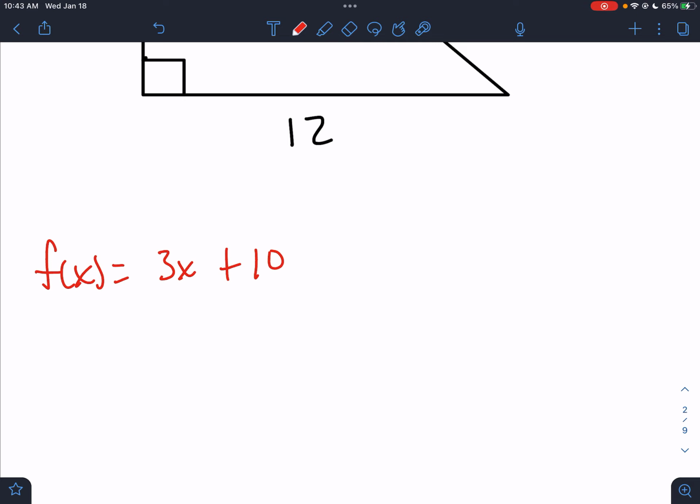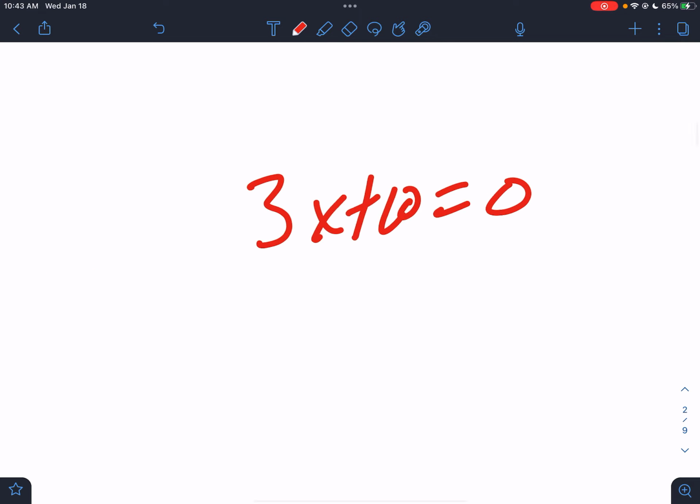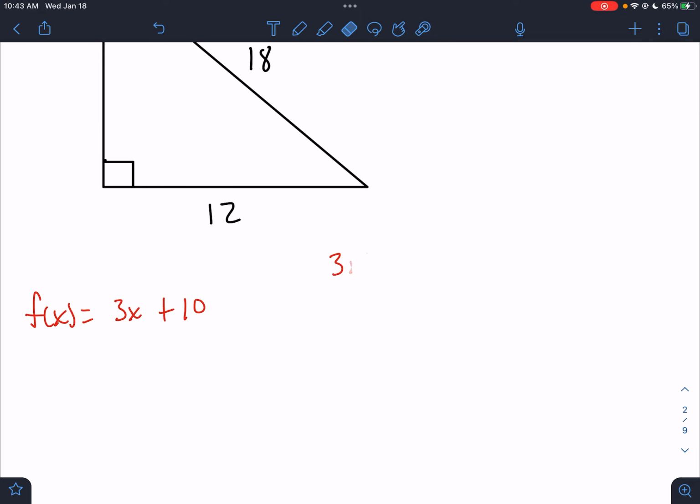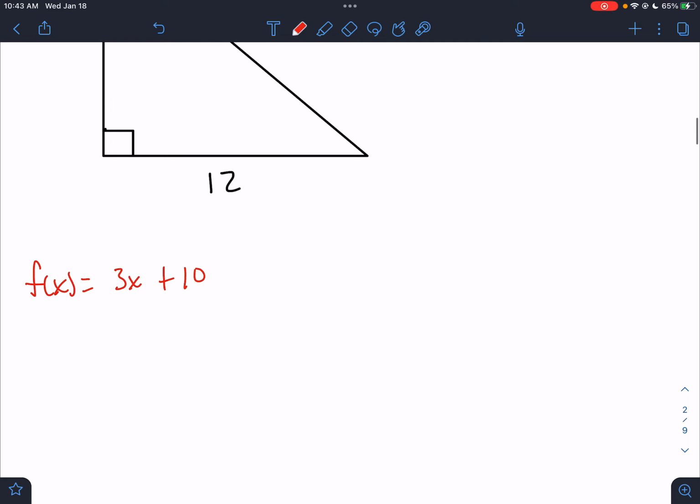Inverse is undo, right? How do you undo times 10? You divide by 10. How do you undo minus 10? You add 10. So how do you undo an entire function? Well, what if I said 3x plus 10 equals 0? How would you solve that? You would subtract 10 and divide by 3, right? That's how you would undo all that stuff.